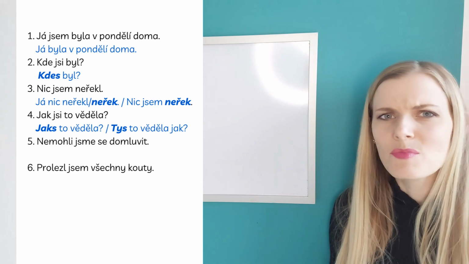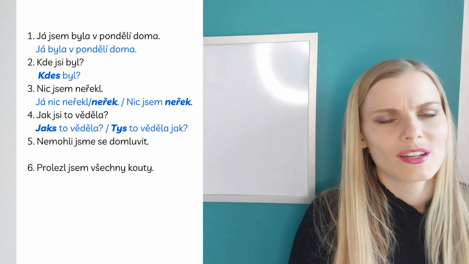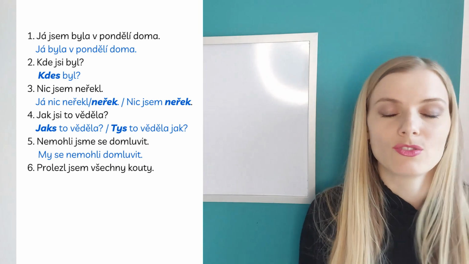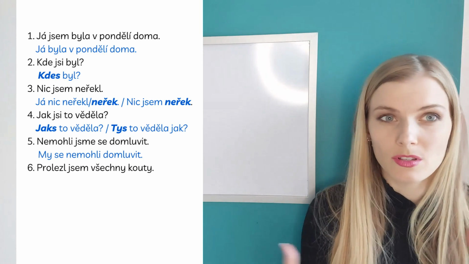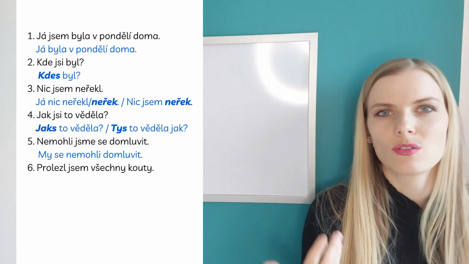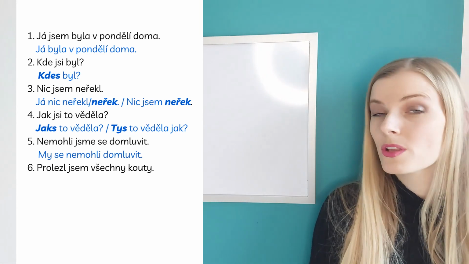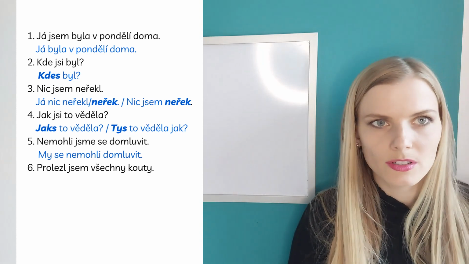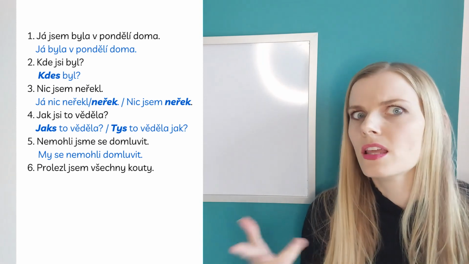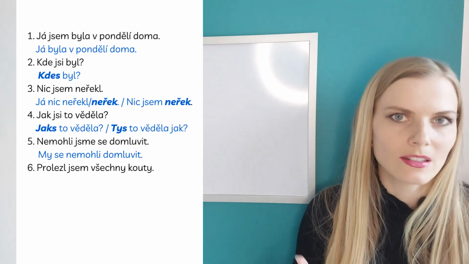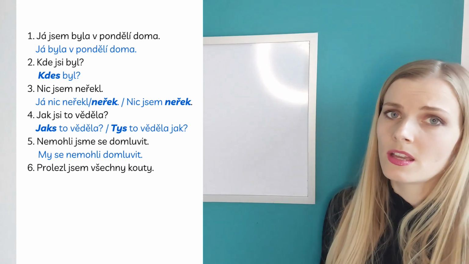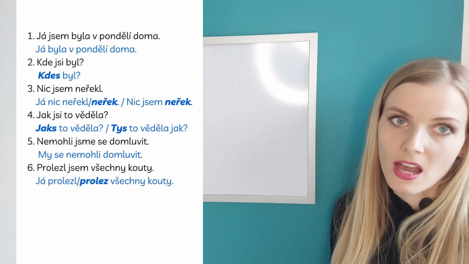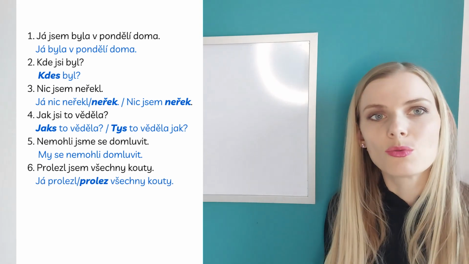Číslo 5. Nemohli jsme se domluvit. We couldn't come to an agreement. My se nemohli domluvit. We have to shuffle the words around. A číslo 6. Prolezl jsem všechny kouty. I searched in every corner. Literally, I climbed everywhere in order to find something. You can say either já prolezl všechny kouty or já prolez všechny kouty.